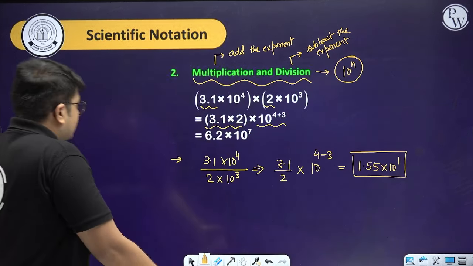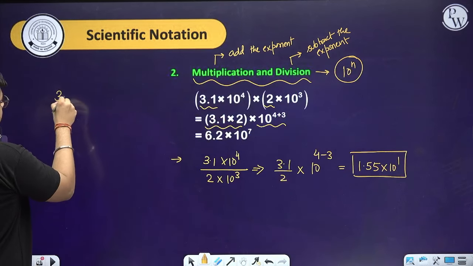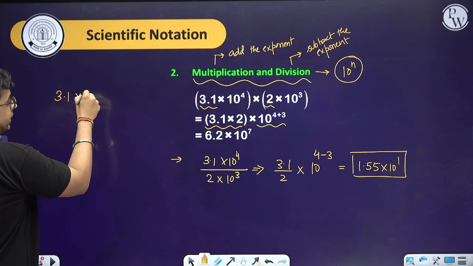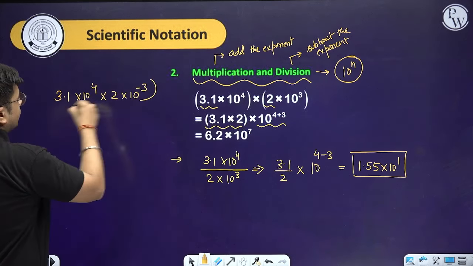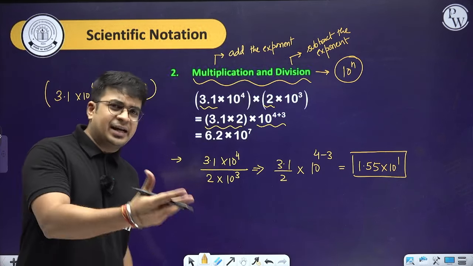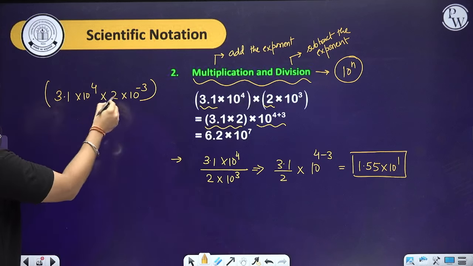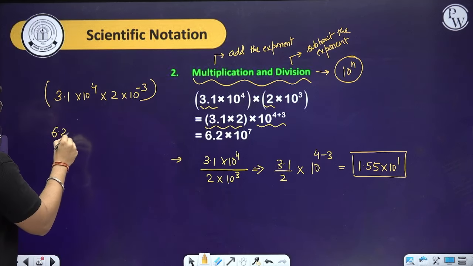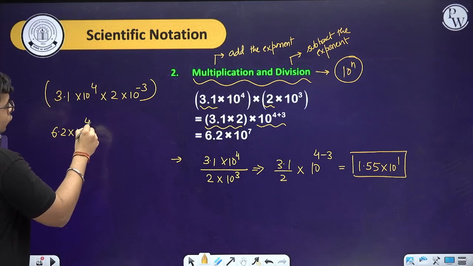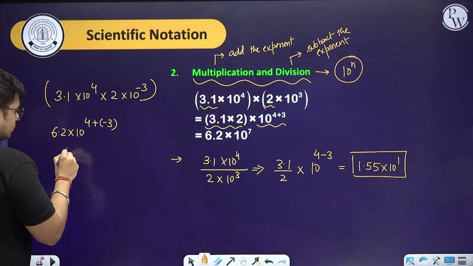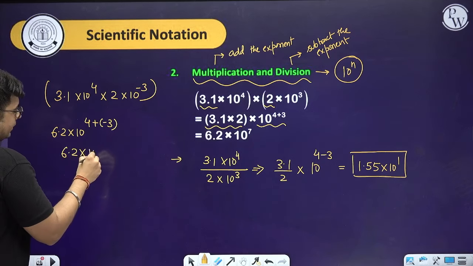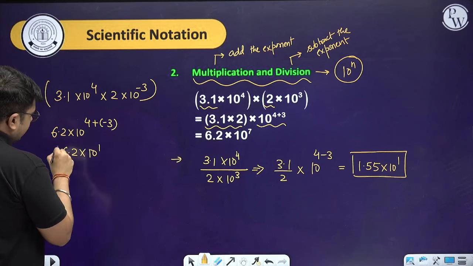Now somebody must be confused: sir, what happens if we have 3.1 multiplied by 10 raised to the power 4 multiplied by 2 multiplied by 10 raised to the power minus 3? What can we do now? Just add the powers. So we have 3.1 multiplied by 2, which is 6.2, multiplied by 10 raised to the power 4 plus minus 3. Just simply add. That will be 6.2 multiplied by 10 raised to the power 1 only.